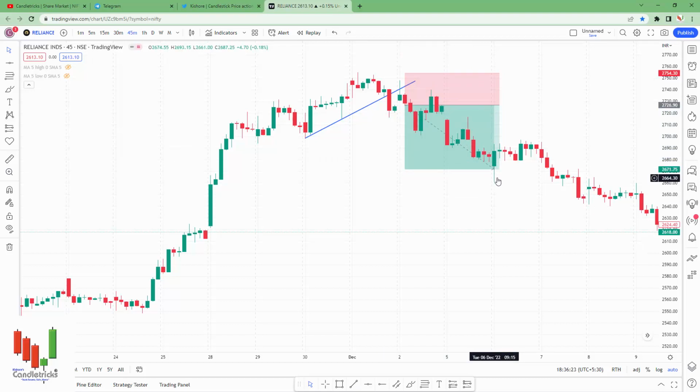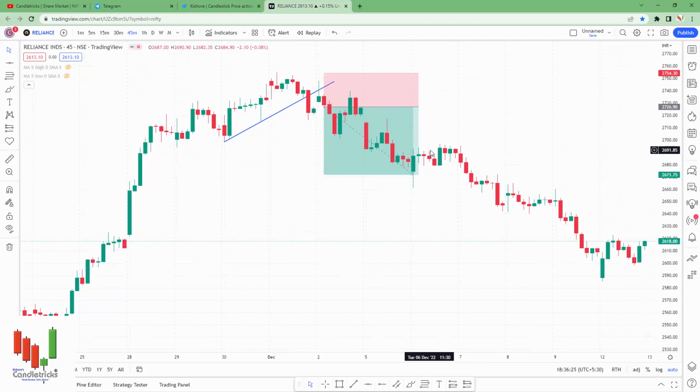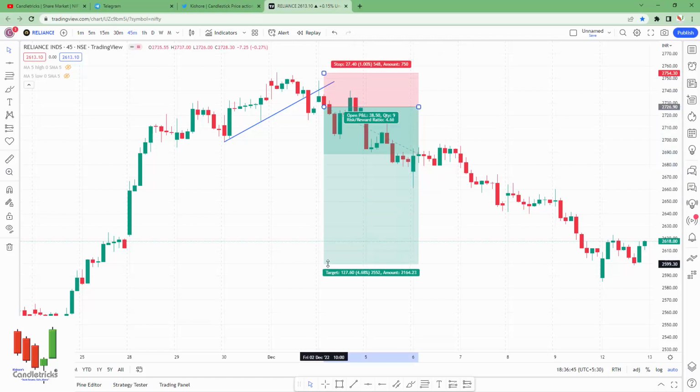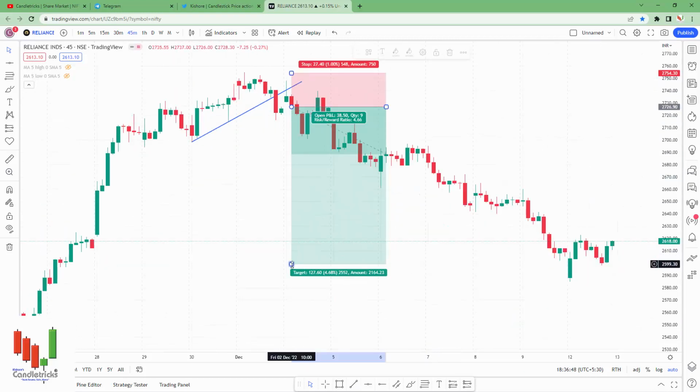See here, after reaching the target, there are some corrections. If we need to avoid that, definitely we can book at 1:2. Otherwise you can go with a trailing stop loss method, based on the price action method or your own method. That will help you gain more. So it went down till how much level? Till date it is in a downfall only.